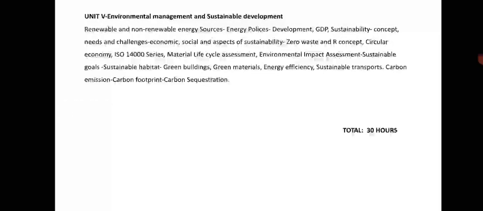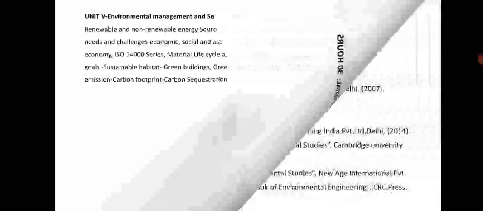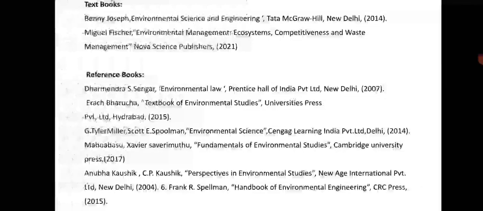The fifth unit describes environmental management and sustainable development. In this unit, we discuss renewable and non-renewable energy resources as well as zero waste, how we can obtain zero waste formation, the concepts of circular economy and material life cycle assessments, environmental impact assessment, green buildings and sustainable habitats, green engineering, and the carbon sequestration process. We follow the textbooks and reference books that are given.